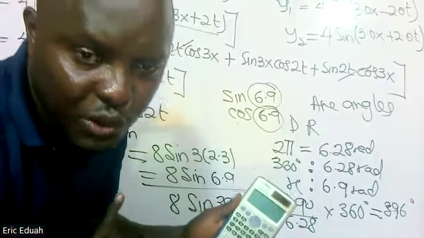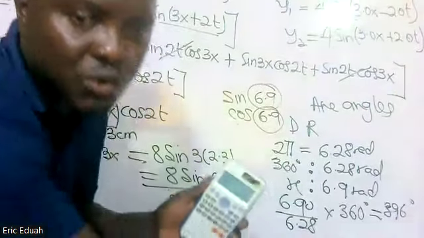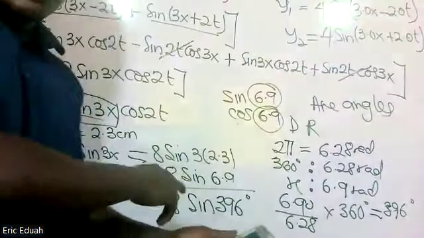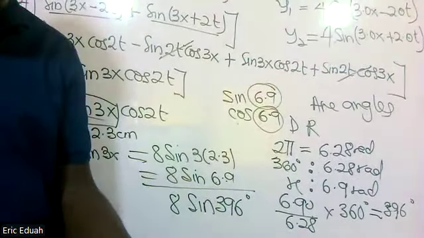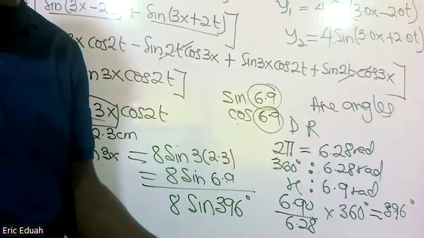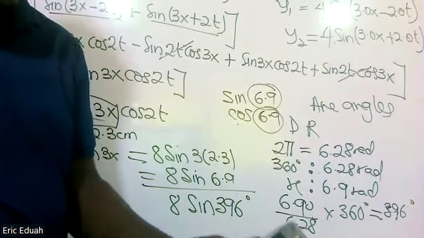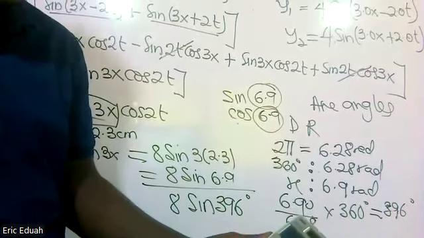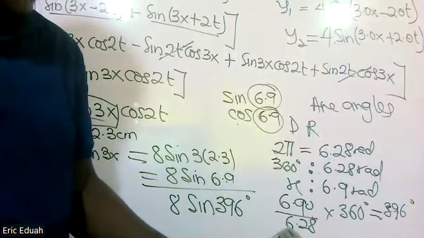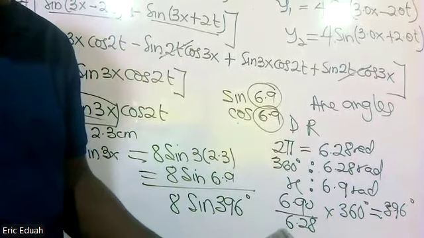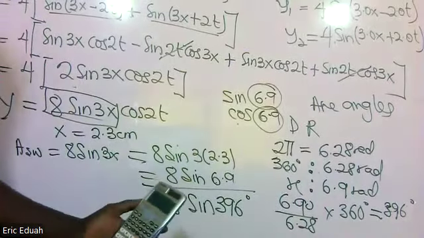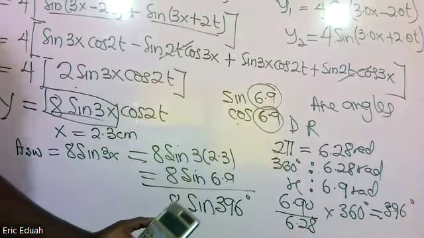Okay, so you can switch to radian, you can switch to degree. So I want to calculate this in degree. So sine 396 is equal to 0.5877 times 8, and the answer is approximately 4.7.